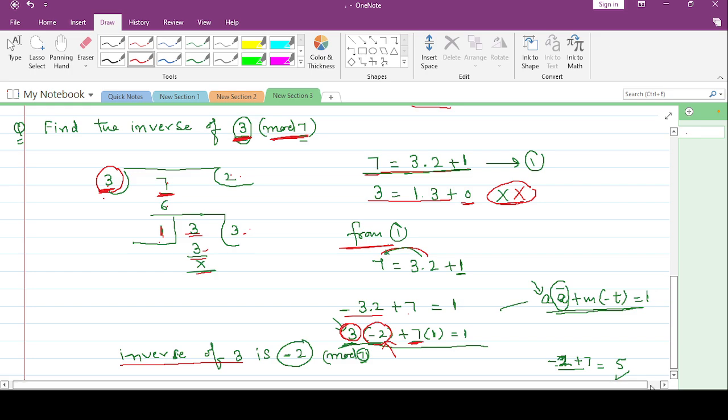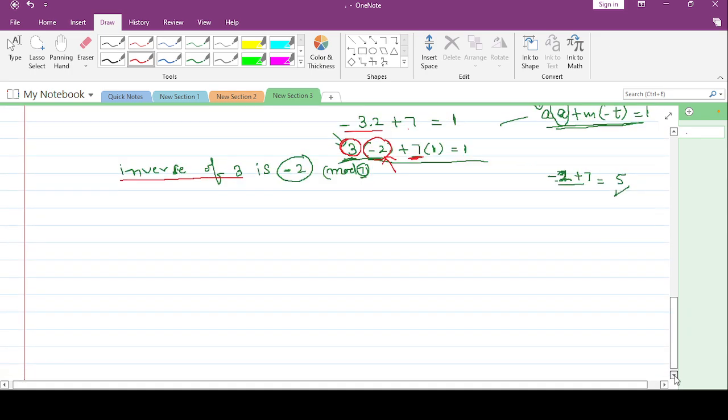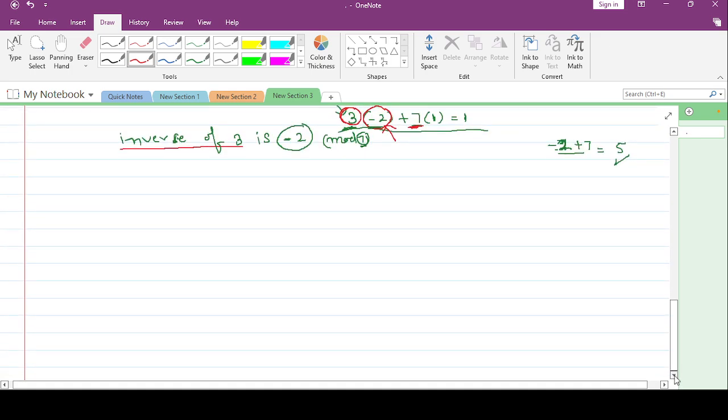But we can make this minus 2 positive also. For making it positive, you add a multiple of 7 to this. If you add a multiple of 7 to this, then it can become positive. So suppose I add 7 to this number minus 2, to make it positive. So 7 minus 2 is what? It is 5. So if I add the first multiple of 7, it just becomes positive.